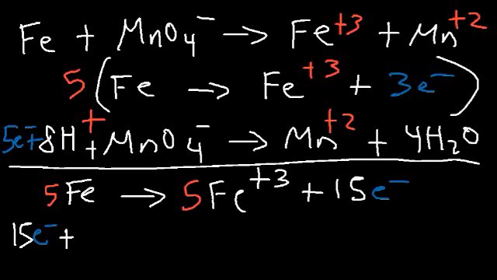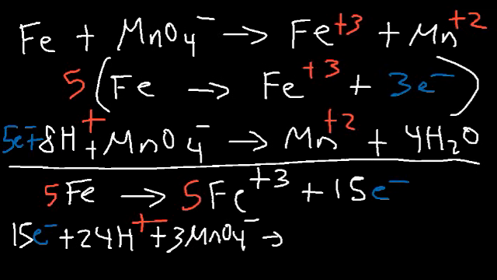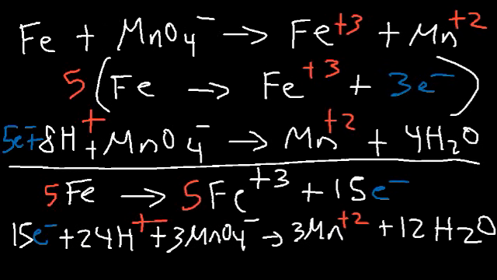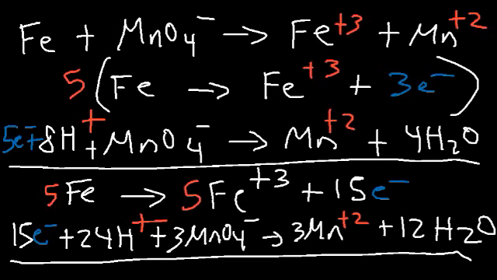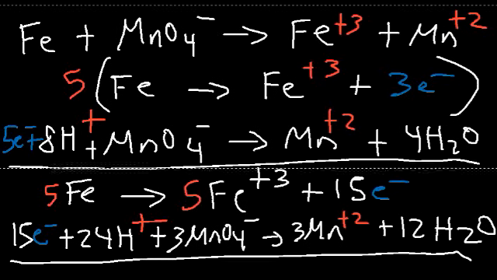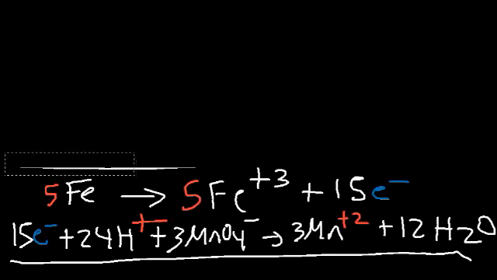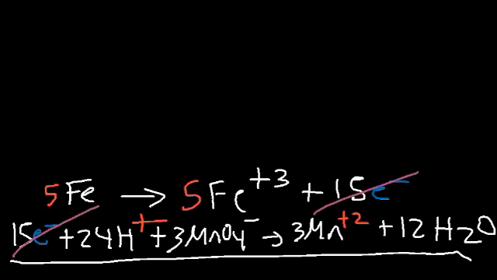8 times 3 is 24, so 24 H plus ions, 3 permanganate ions, 3 of these as well, and then 4 times 3 is 12, so we need 12 H2O molecules. So now we need to add these two reactions. As we add the two reactions, the only thing that we can cancel are the 15 electrons.